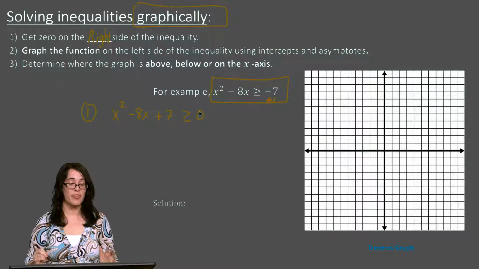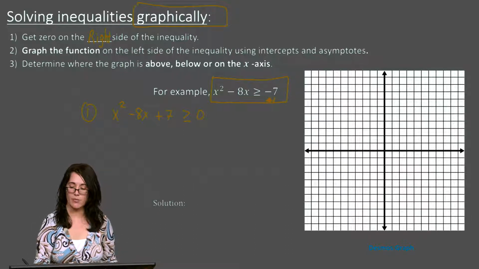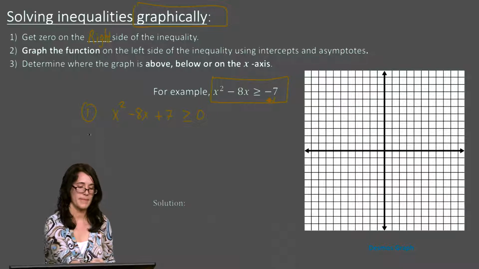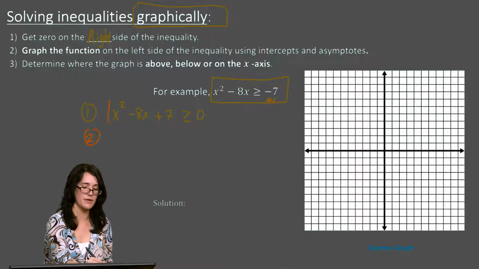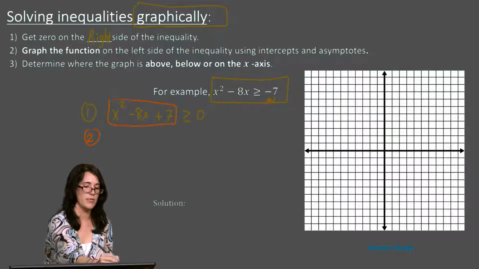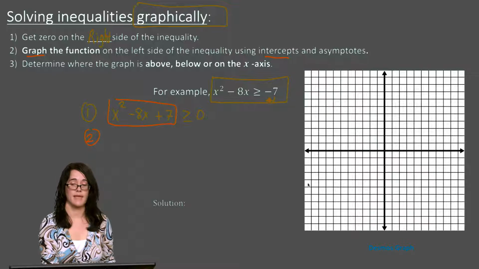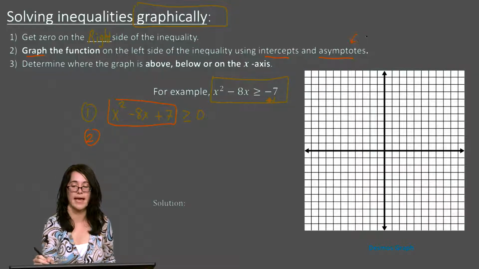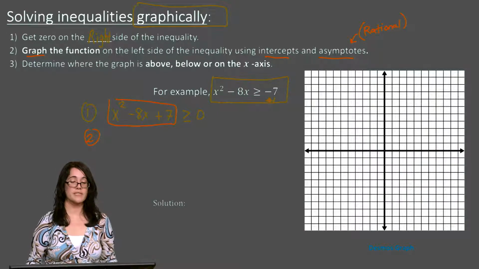Okay, with that in mind, now what we need to do is step 2. In step 2, what we are after is to graph the function that we have on the left. So here is our function on the left. We would like to graph the function on the left using intercepts and any asymptotes. Now this will only happen if we have a rational function, right? If we have a polynomial like we do here, there are no asymptotes because it's continuous. There are no breaks in the graph. So we're going to simply use intercepts.